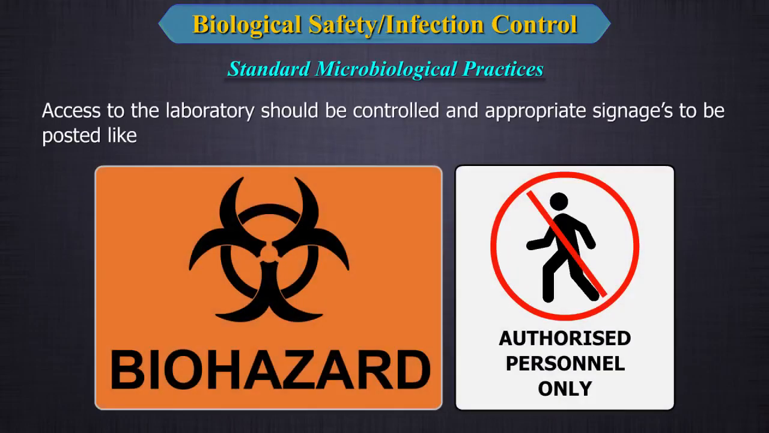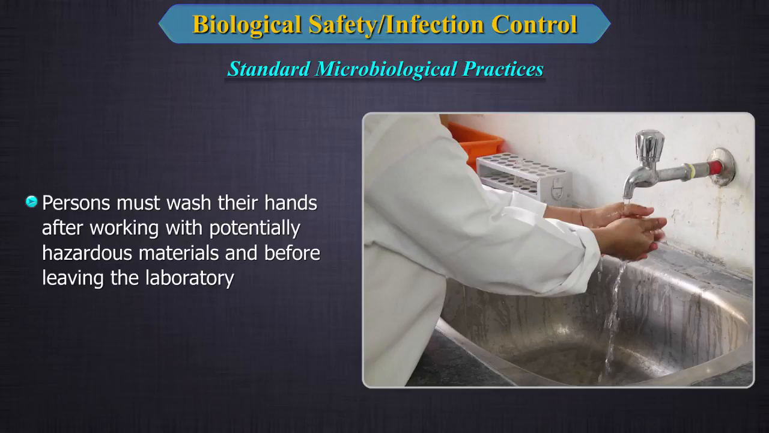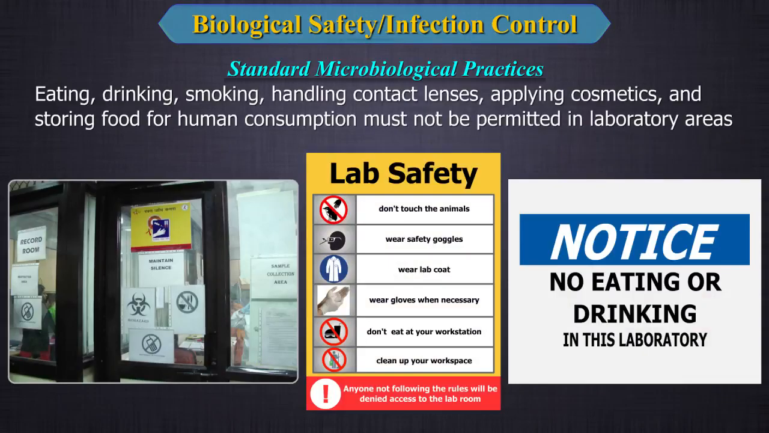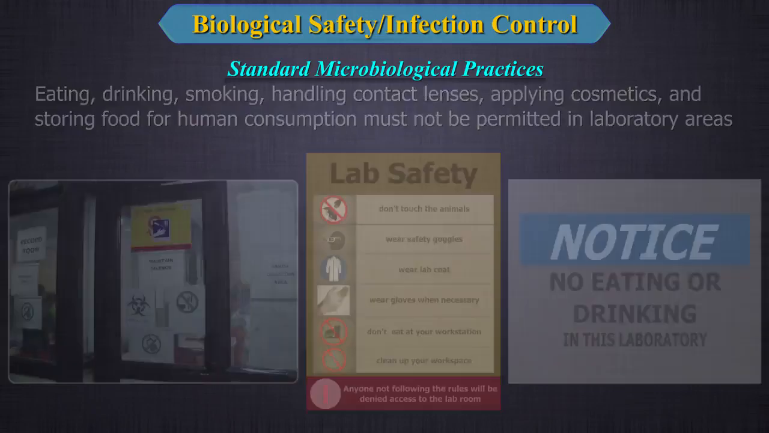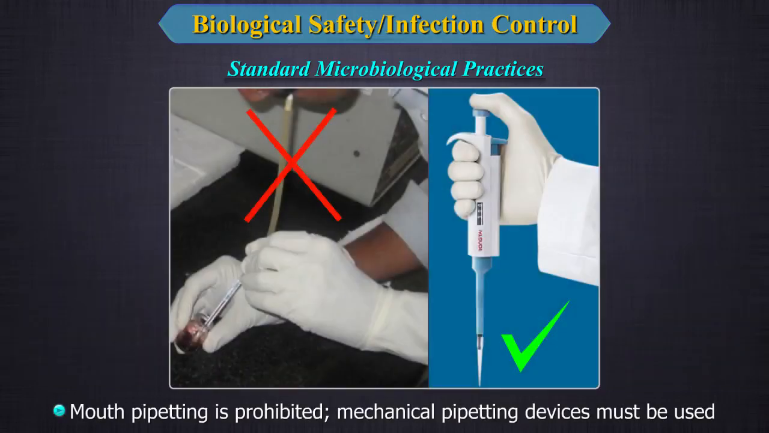Access to the laboratory should be controlled and appropriate signages should be posted, like biohazard signs and restricted entry to working areas. 2. Persons must wash their hands after working with potentially hazardous materials and before leaving the laboratory. 3. Eating, drinking, smoking, handling contact lenses, applying cosmetics, and storing food for human consumption must not be permitted in laboratory areas. 4. Mouth pipetting is prohibited.